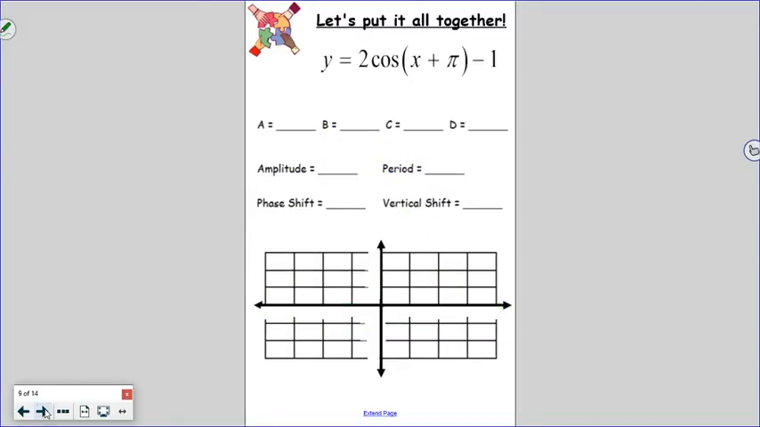All right, we're going to do one more with our graph. So again, I'm going to give you a minute to think through A, B, C, and D.